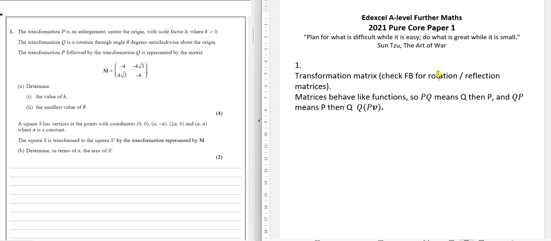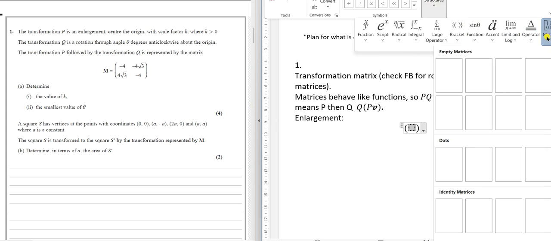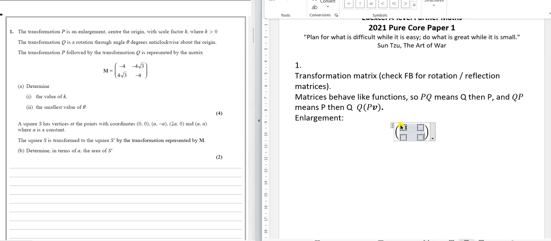So I'm definitely going to need the rotation matrix for this rotation that they're describing for the transformation Q, and the enlargement that they describe. I can make a matrix of that as well. So I might jot down for myself before I move on and before I look at the next bit of the question, what an enlargement matrix might look like.